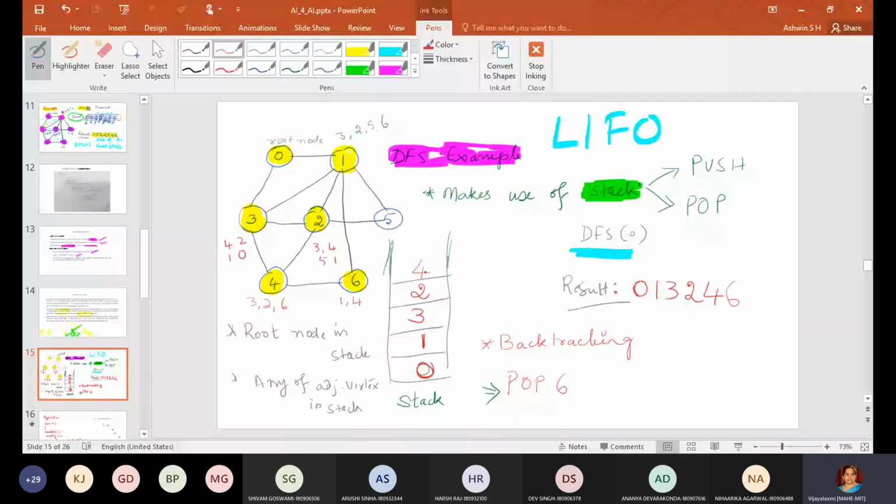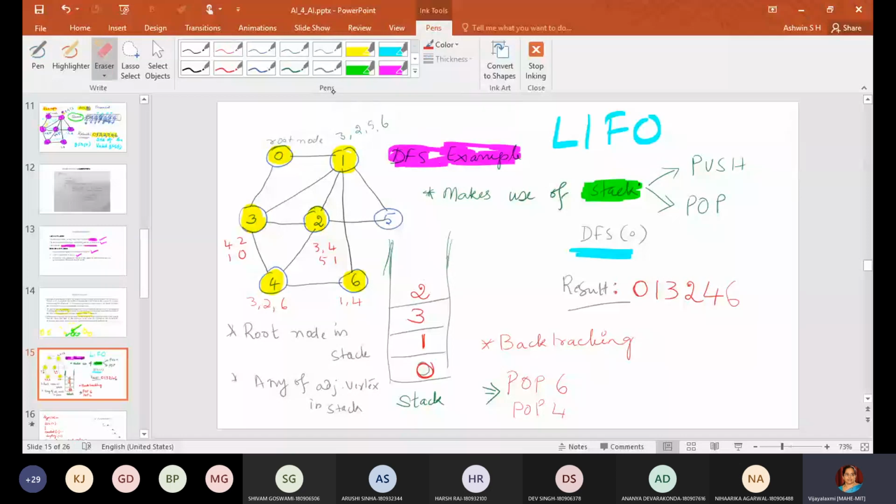You check for any unvisited vertices at 4. Do we have any? We know that it was 3 to 6, but all 3 to 6 are visited. We do not have any. Next step, what do you do? Again, you pop 4. So I'll take the eraser and erase this.